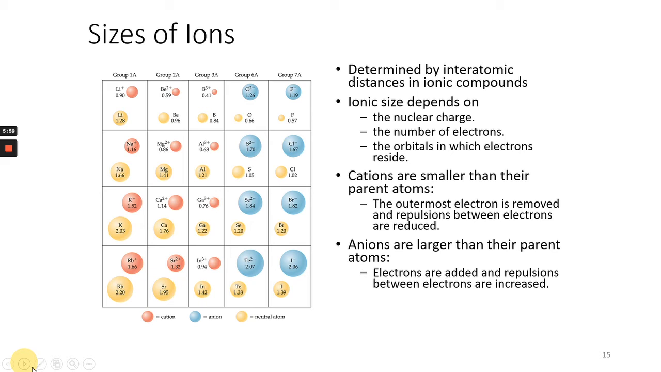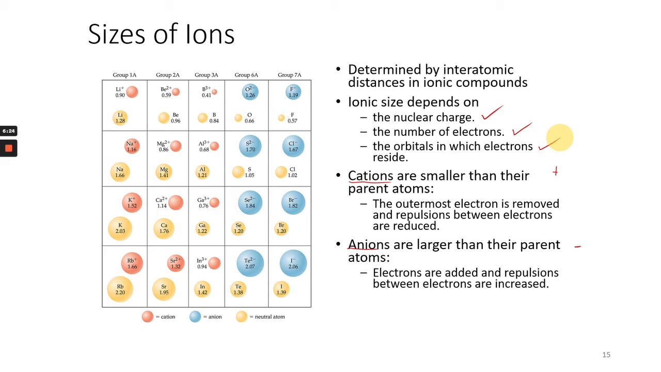So let's talk about ions. Remember, there are two types of ions, cations and anions. Cations are your positive, and anions are your negative. And your ionic size depends on the nuclear charge, your number of electrons, and the orbital in which your electrons reside.